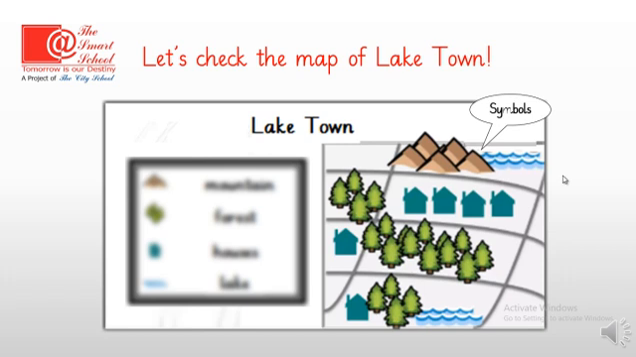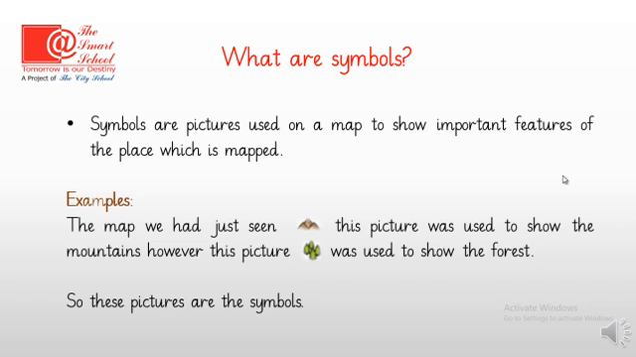symbols. Symbols are used on a map to give us different features of that map. Symbols are pictures used on a map to show important features of the place which is mapped. Examples? The map we had just seen, you can see these brown triangles. This picture was used to show the mountains. However, the green images, these were used to show the forest. So these pictures are the symbols.